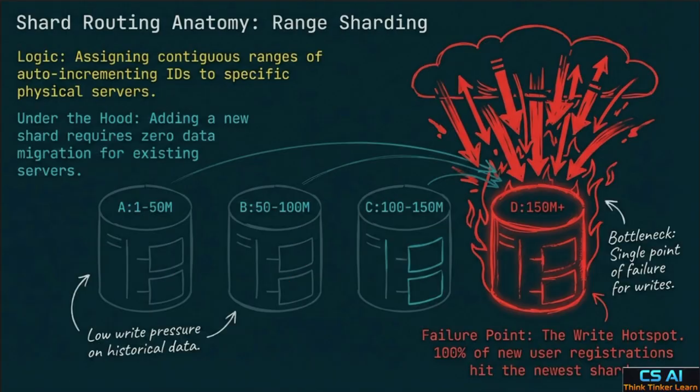What about range partitioning, or range sharding, sorry. It seems intuitive, assigning IDs 1 to 50 million to one shard, 50 to 100 million to another. But this creates a write hotspot. All your new registrations are flooding into the 150 million plus shard, making it a single point of failure. The older shards just sit there, idle, underutilized. It's simple, but it doesn't scale for active growth.